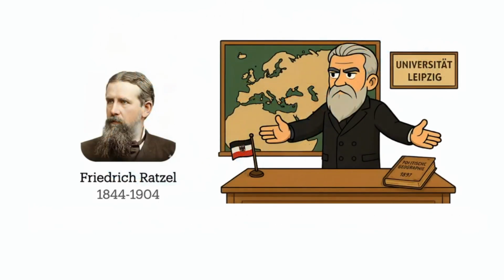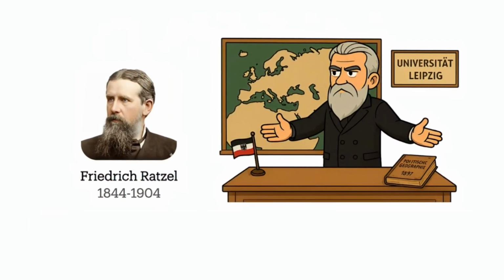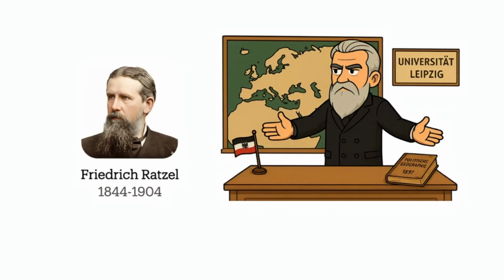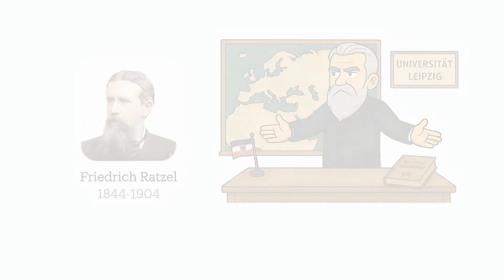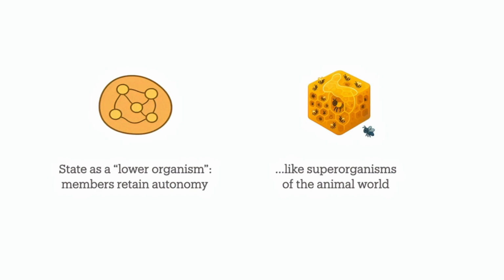Now we move to Friedrich Ratzel, a German geographer and ethnographer who introduced the central idea of the state as an organism tied to its territory. Ratzel described the state as an organism, not just a government on a map, but a living web of people, infrastructure and territory, a kind of superorganism similar to a beehive, an ant colony, or a coral reef, where individual units make sense only as part of the whole.